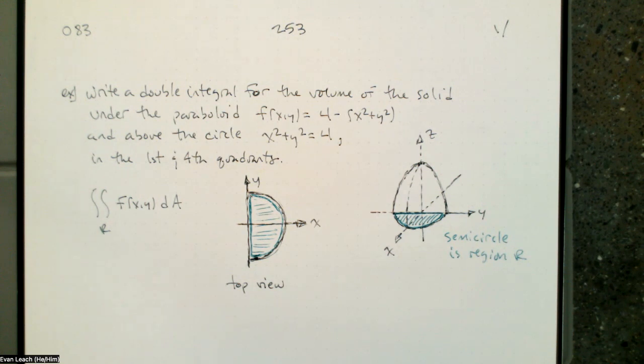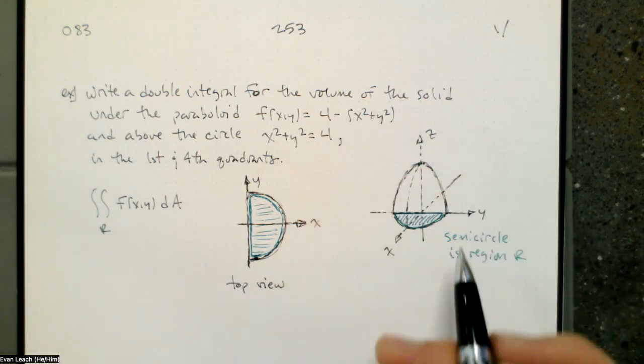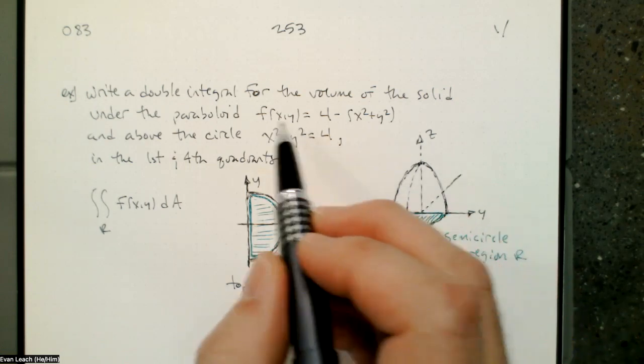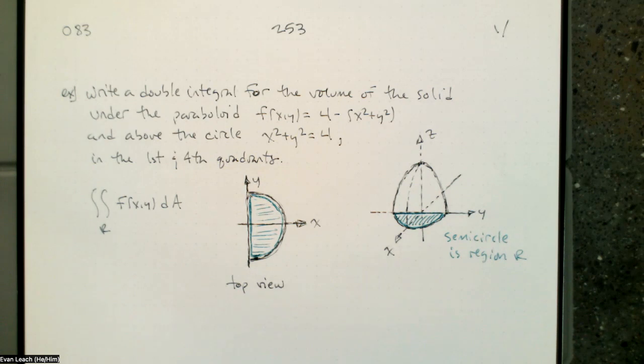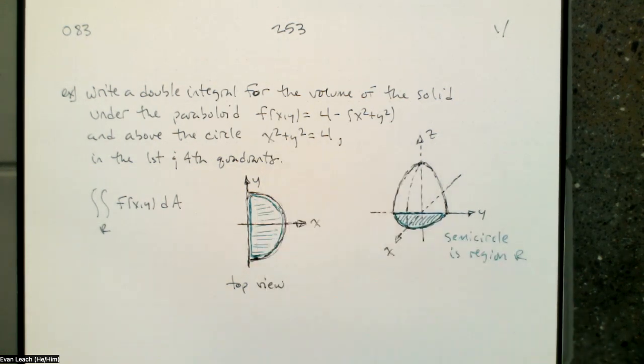Now, this is a part of the circle x squared plus y squared equals 4. That's where this paraboloid is going to be intersecting the xy plane. Notice that this circle is where the paraboloid hits the xy plane.